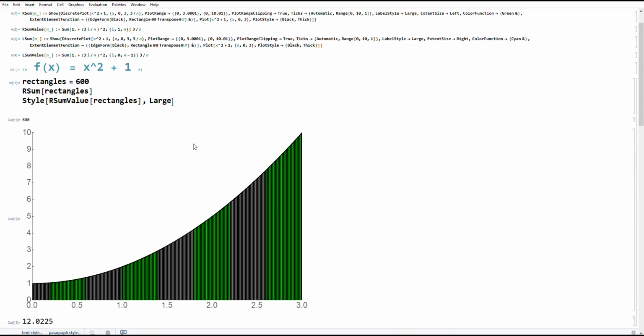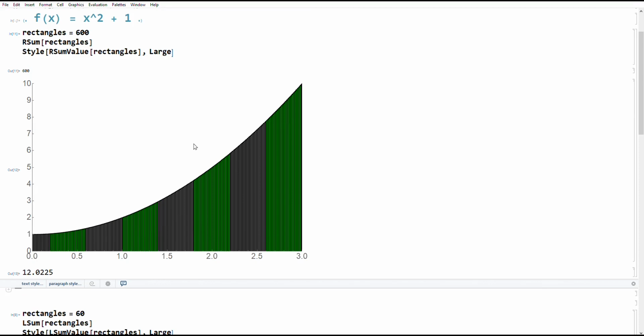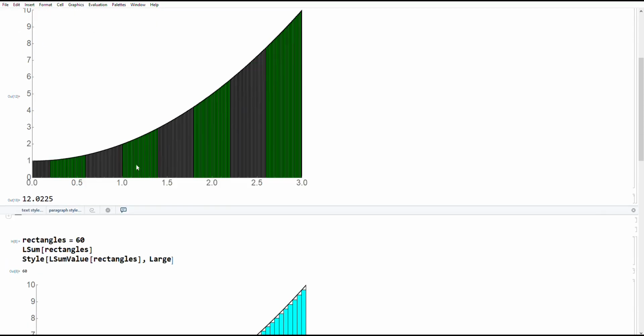Okay, it's very, very difficult to detect the rectangles at all here. And visually, it looks like this is almost perfect. But mathematically, if we were to zoom this thing, you would see little tiny rectangles still protruding. We're getting 12.0225.